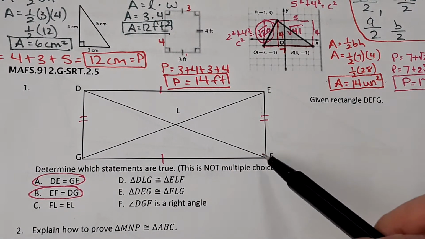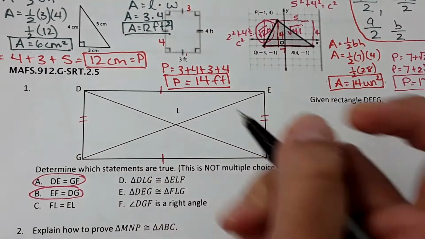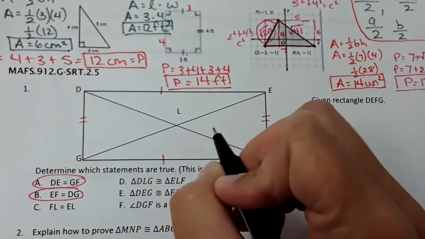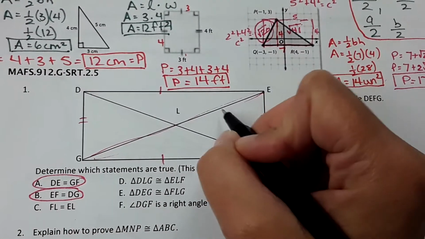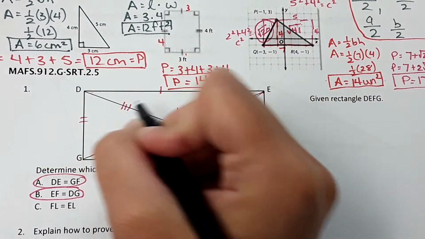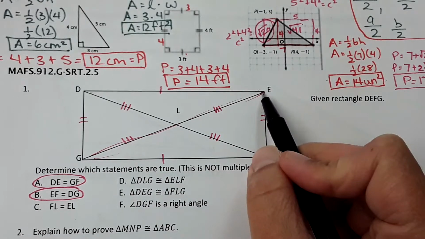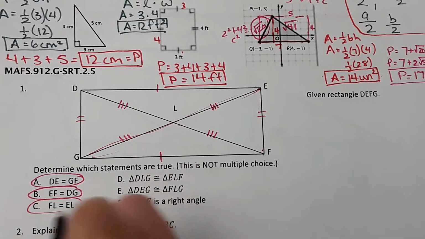FL congruent to EL? Yes, diagonals of a parallelogram bisect each other, and then in a rectangle the diagonals are also congruent. So this here is the same length as this, and this is the same length as this. So EL and FL are the same length. True.